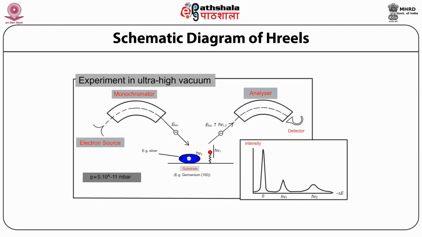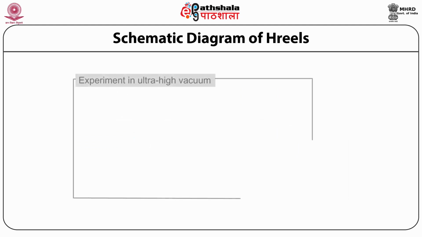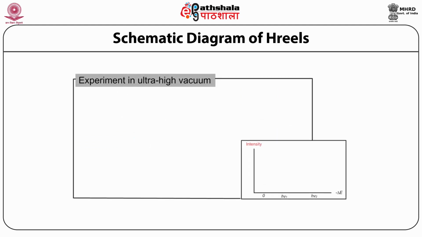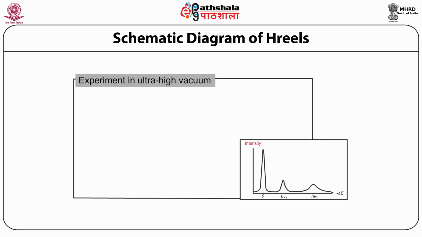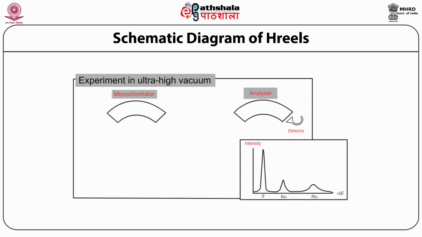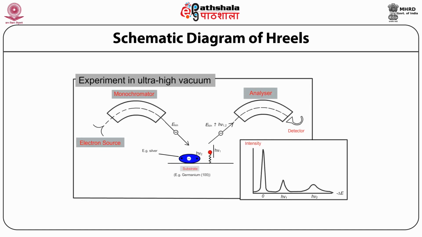The inset shows a schematic spectrum with elastically scattered electrons with an energy loss of 0 milli electron volts and inelastically scattered electrons at a much smaller energy.